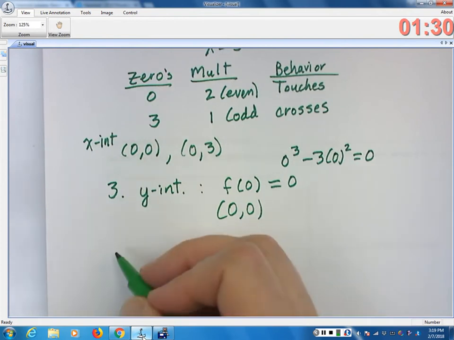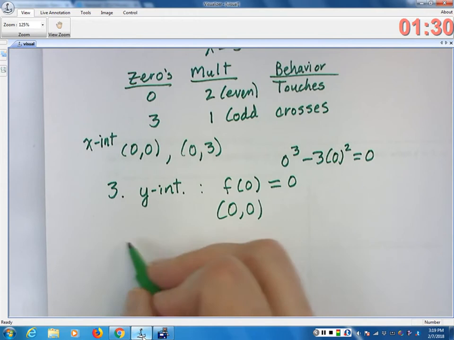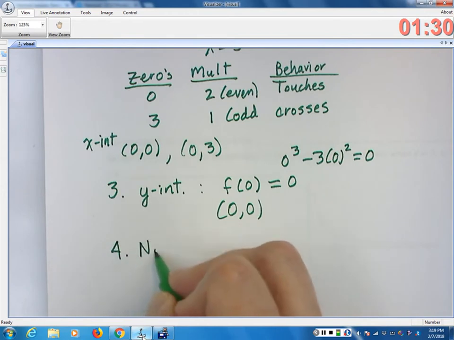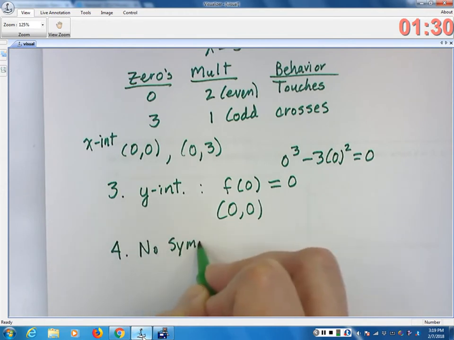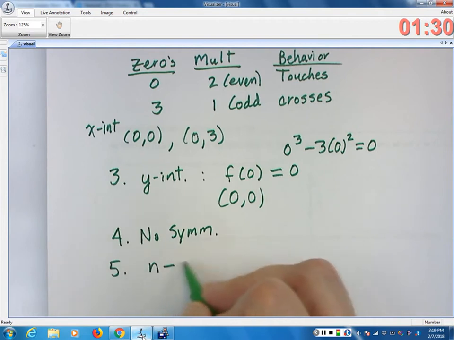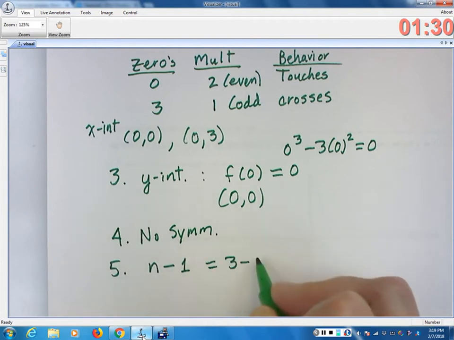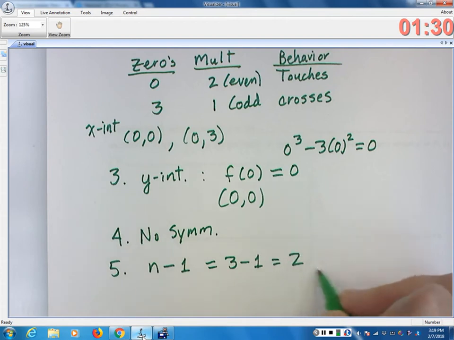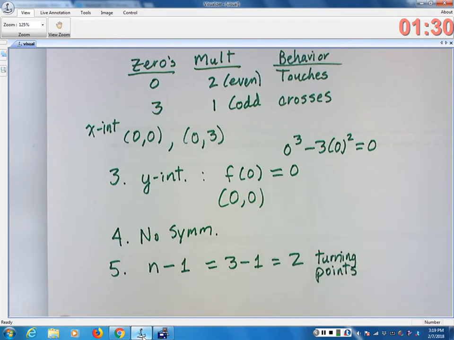And we have both even and odd exponents, so there's no symmetry. The number of turning points is at most n minus 1, which is 3 minus 1, so we have 2 turning points at the most. If we get a graph that looks like it's making more than 2 turning points, we've done something wrong.